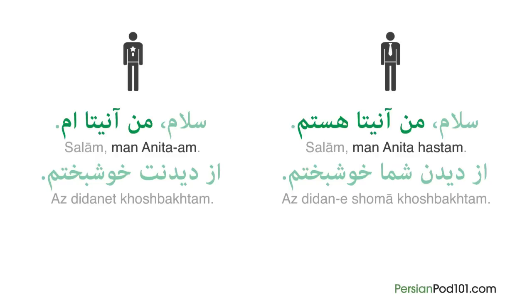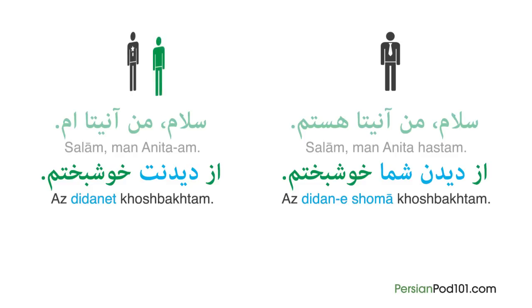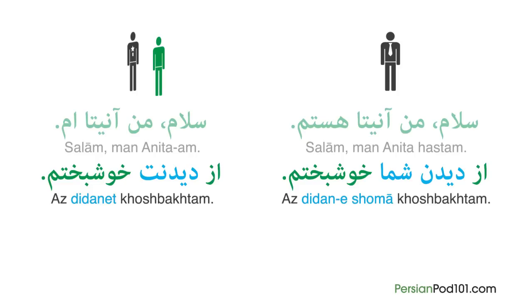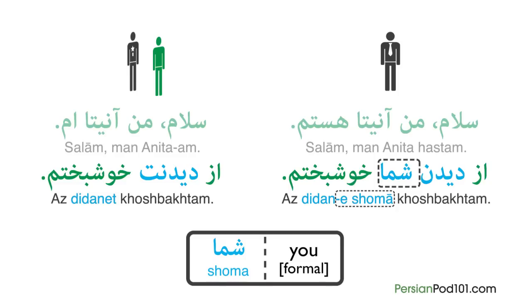Finally, pay attention to how nice to meet you changes. We went from az didanet khoshbakhtam to az didan shoma khoshbakhtam. Here, didanet and didan shoma are different. Didanet is used when speaking informally to only one person. It is formed by adding et, meaning your, to the end of didan, meaning seeing or meeting. In the formal version, instead of et, we add e shoma. Shoma is the formal word for you and can be used whether you're speaking to one person or a group of people.